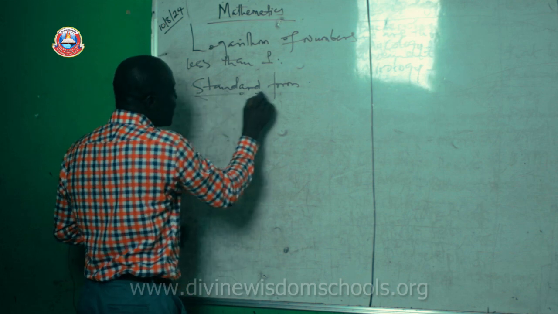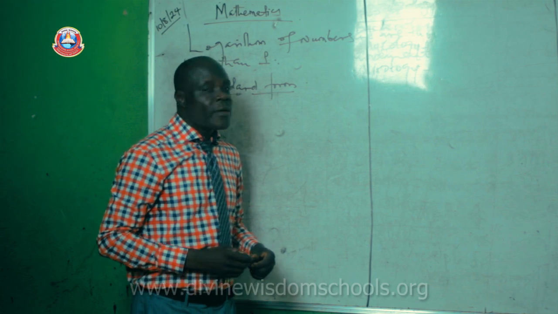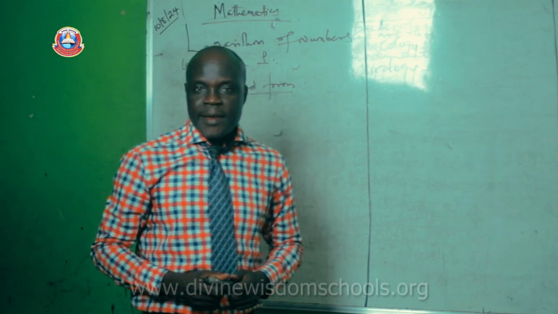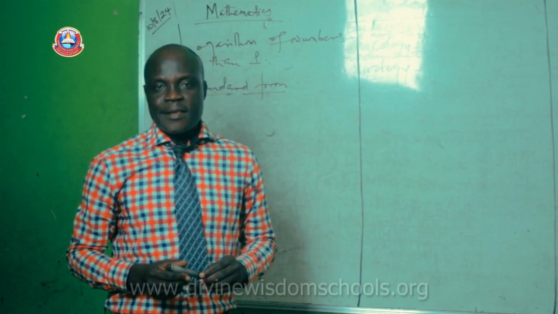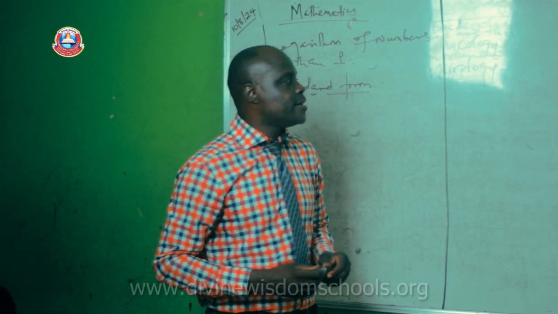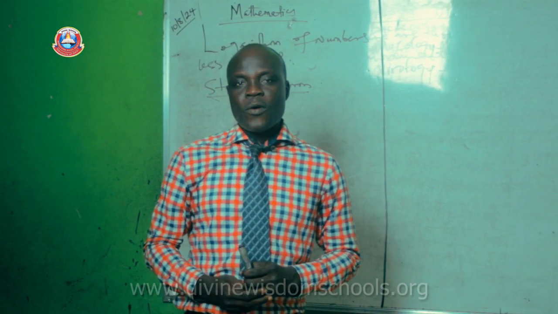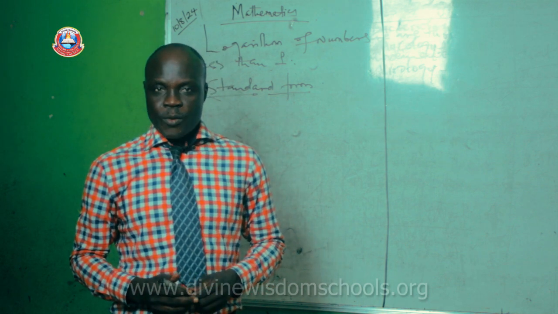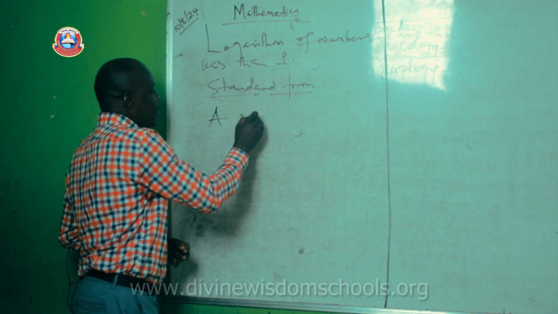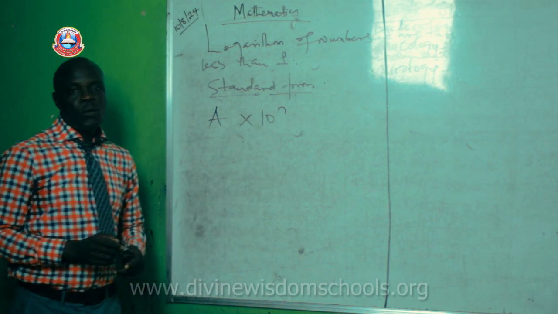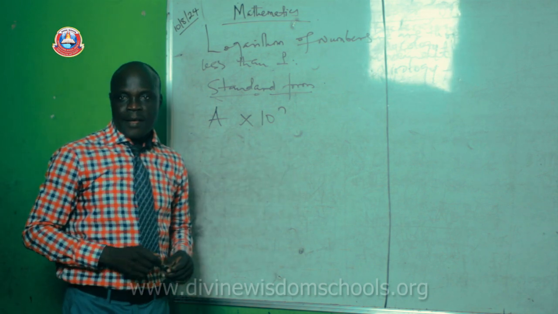Now, the subtopic here is standard form. Standard form is in the form of a times 10 raised to power n, where a is a number between 1 and 10, and n is an integer. What is an integer? An integer is a positive or negative whole number, including 0. So, standard form is expressed as a times 10 raised to power n, where a is a number between 1 and 10 and n is an integer.